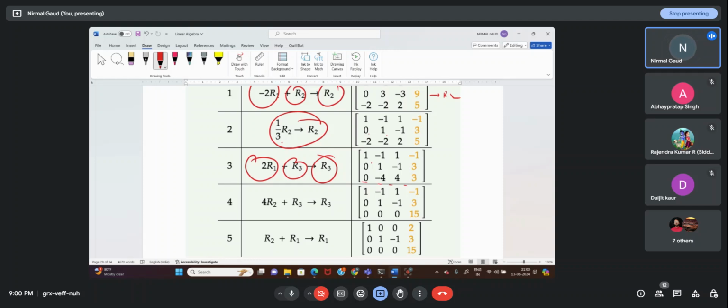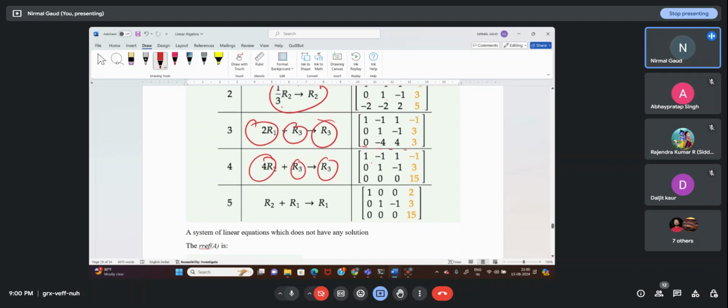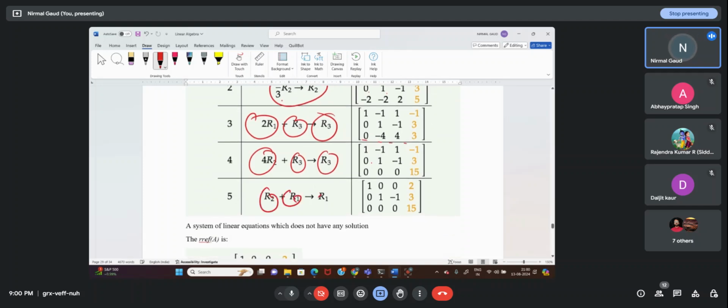Again, this term I made 0. Also, 4 times row 2 plus row 3 is row 3. That means I can make this also 0. Fortunately, this also becomes 0. And what next? Row 2 plus row 1 equals row 1. This also becomes 0. I don't have anything else to do.